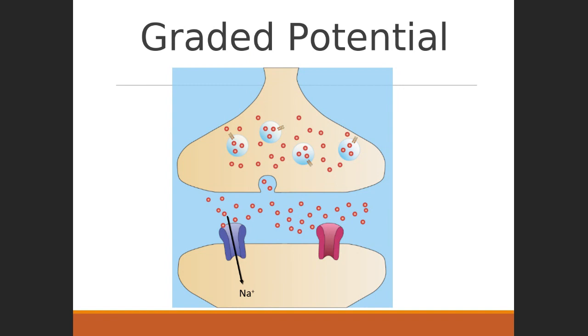If we let in a little bit of sodium, it'll change and give us a small graded potential. We get more sodium coming in, we get a larger graded potential. We get even more sodium coming in, we get an even larger graded potential.